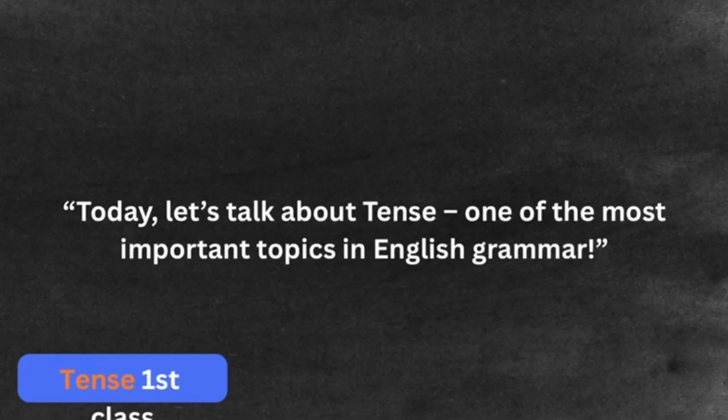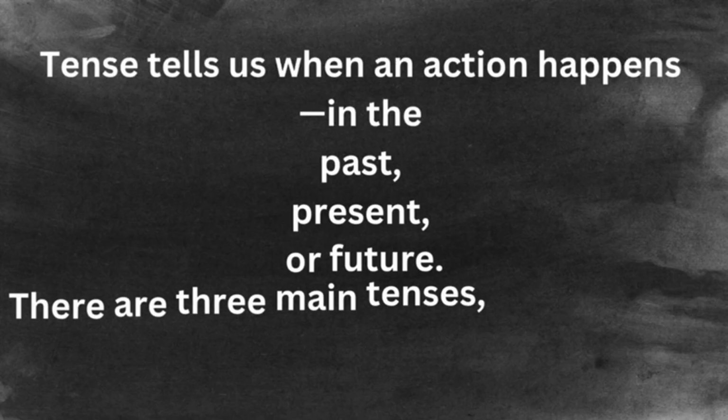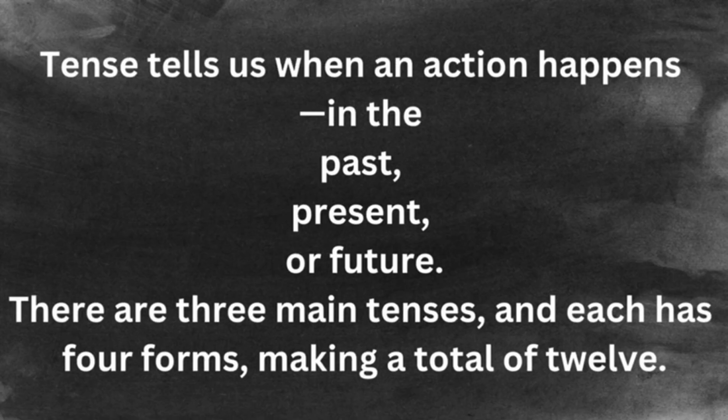Let's talk about tense, one of the most important topics in English grammar. Tense tells us when an action happens in the past, present, or future. There are three main tenses and each has four forms, making a total of 12.